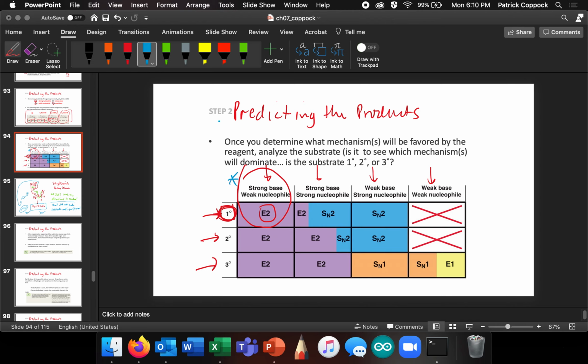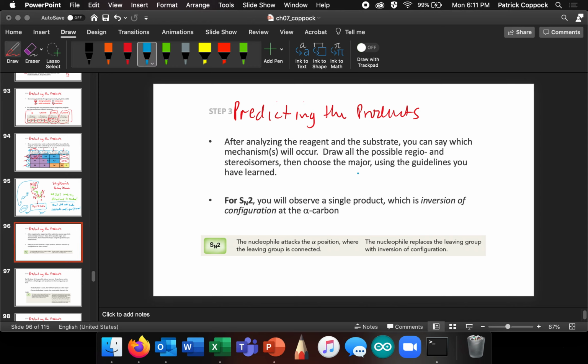The first thing we're going to do, step one, is to consider the reagent. So in our previous slide, we had strong bases and weak nucleophiles, strong base, strong nucleophile, weak base, right, and so on. The next thing we want to do is consider the substrate. So here are our substrates, primary, secondary, and tertiary. You should draw several of these out for each of these, right? And then finally, we want to consider the regio and stereoisomers that can result, including the major, choose the major, if there is a major, using the guidelines you've learned.